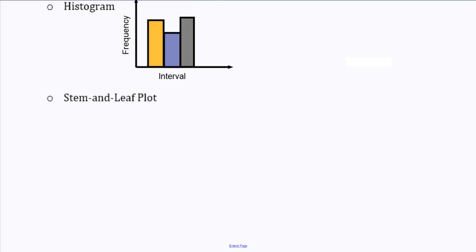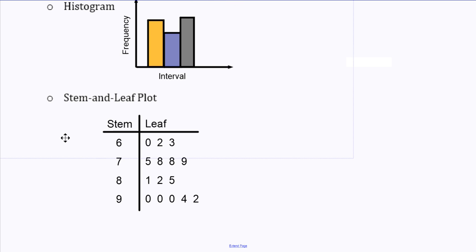Finally, a stem and leaf plot. A stem and leaf plot looks something like this. This is an example, and it helps me organize my data. The nice thing about a stem and leaf plot is that it doesn't lose those individual data values. So I can still tell exactly what the mode is, what's the most common. I can see the longest string of leaves.